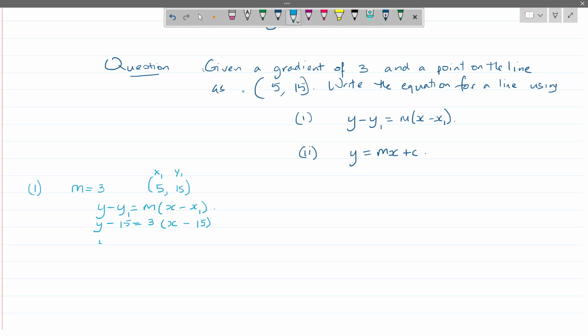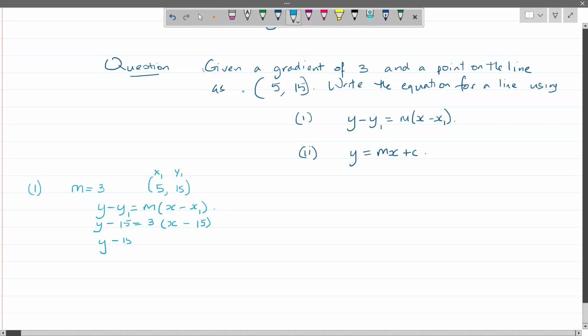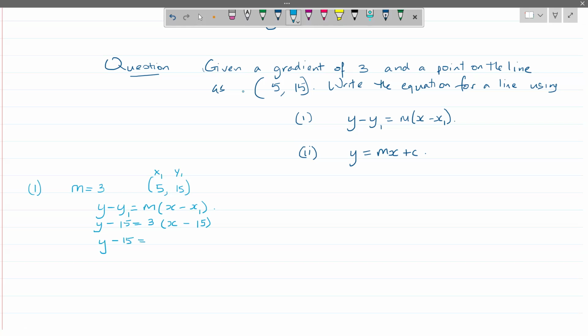Then I could work out next. Ask myself, okay, what's the next thing that I could do? I don't need to do anything on this side because I have this bracket to expand out. So let me deal with that first. I get 3x, 3 by negative 15 will give me negative 45. I can't work out anything here again. Okay, let me move things now. I'll move this over here.